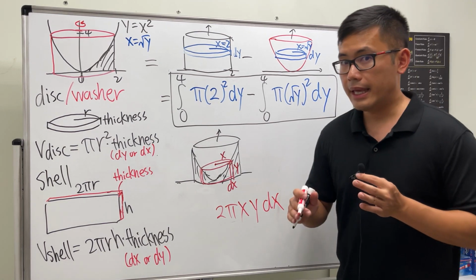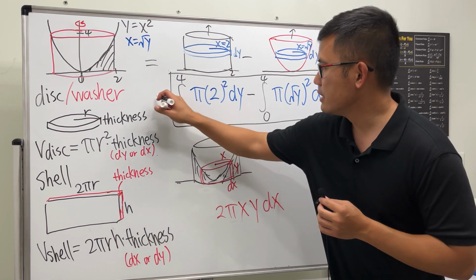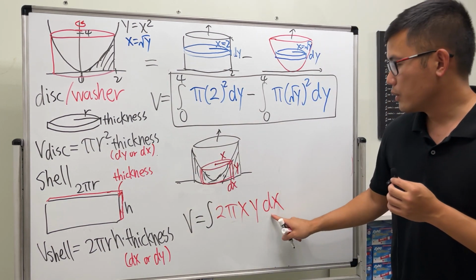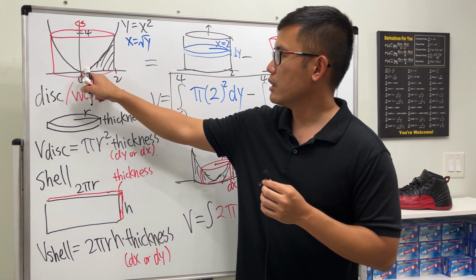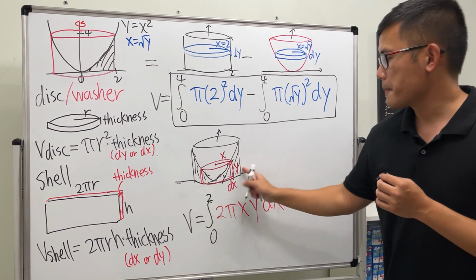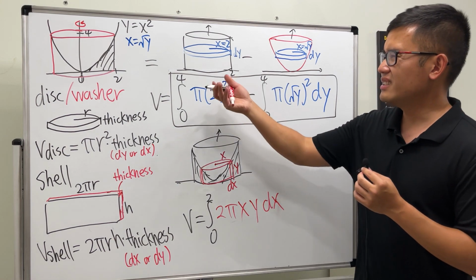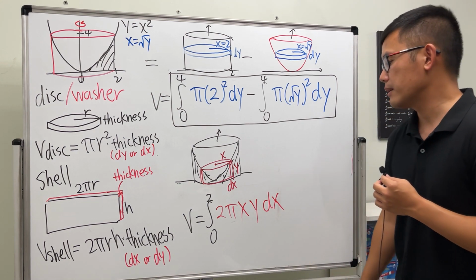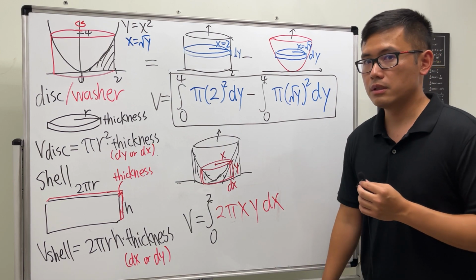All right, and then we are going to integrate this. By the way, I should say this is the volume. We are in the x world, so x goes from where to where? You can look here, right? X goes from 0 to 2. So when you do the shell method, if there's a missing part in the middle, sometimes you don't have to subtract because this right here takes care of that.